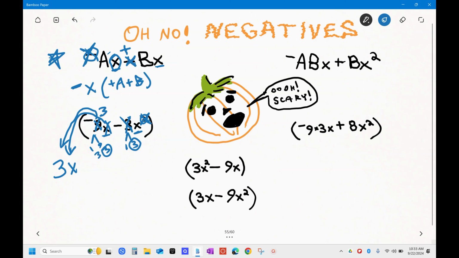But look, they also have negatives in common. There's negative 9, it was negative 9x and minus 3x. So we can also take the negatives out and put them outside of the parentheses. So we'll turn that into a negative 3x. So in the parentheses, we're just going to have 3 plus x. So negative 3x times parentheses 3 plus x. Now let's see if you can do the other ones that I have here on your own.